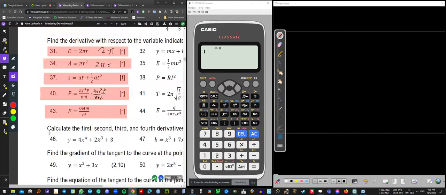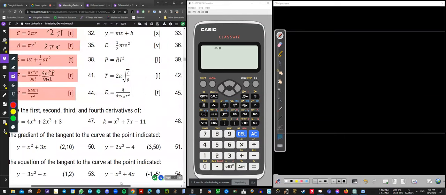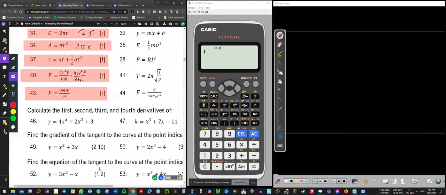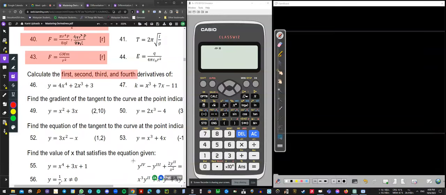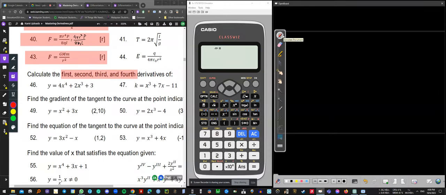That means you can do the rest. Now, going down, question number 46 until 48 tu for your own. It's just asking you to do first, second, third and fourth derivative je. Practice on your own. Okay, 49, this is the best part. This is the first time you are applying differentiation to a curve function.